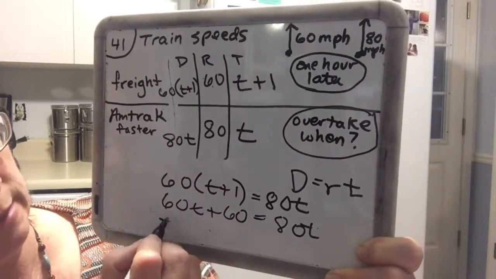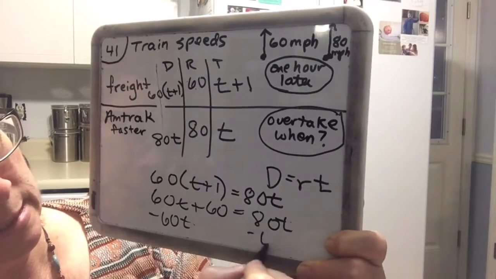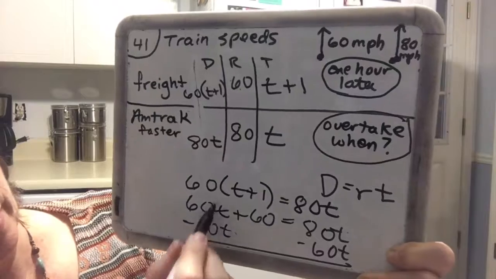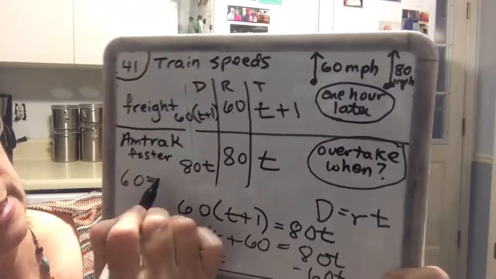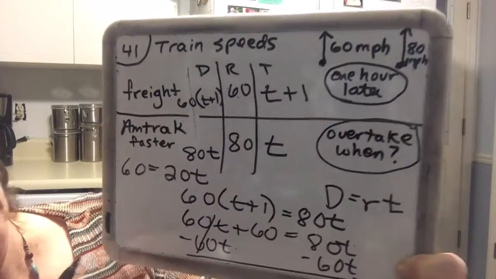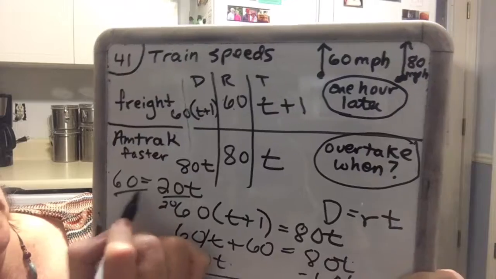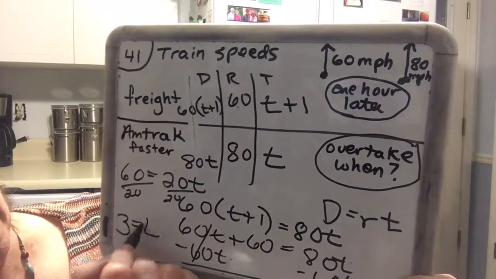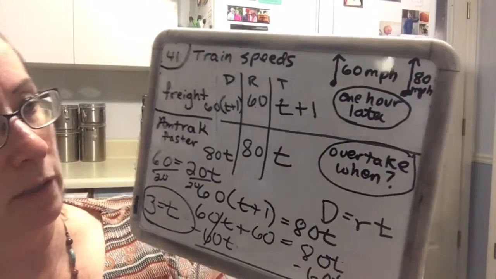So when I subtract the 60t from both sides, then I wind up with 60 is 20t. So now I'm trying to solve for t, so I divide by 20, and I divide by 20, and it's going to be 3 hours before the Amtrak train overtakes the other train.